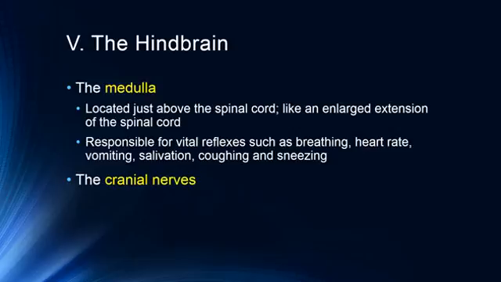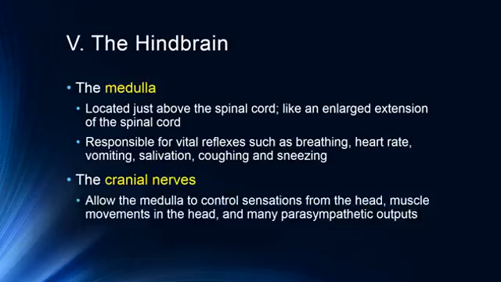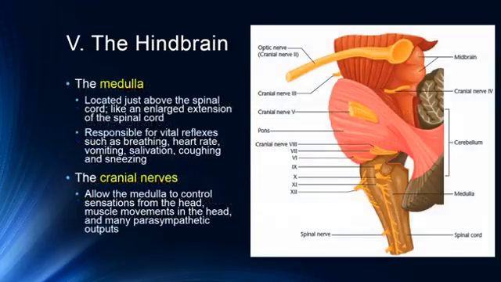Coming out of the medulla in related areas are the cranial nerves. These all intersect with subcortical structures. They allow the medulla to control sensations from the head, muscle movements in the head, and many of the parasympathetic outputs that we talked about previously. So to take a look at the cranial nerves, these come into the medulla, into the pons, as well as into the thalamus. For example, the optic nerve synapses directly at the thalamus, but also at the superior and inferior colliculi. These include some inputs from the senses.